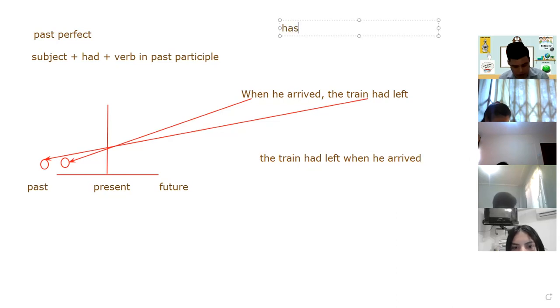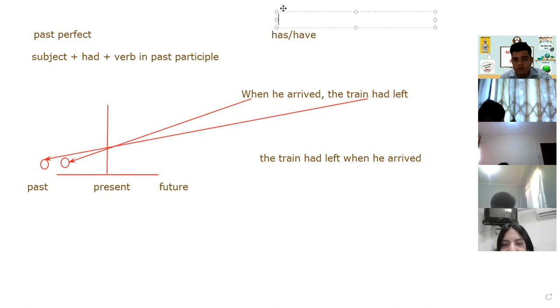Over here we have has, have. These words are in present, okay? Present. The past of these words is had, only had, okay? Past, okay? And remember, then we have to use the verb in past participle, okay?